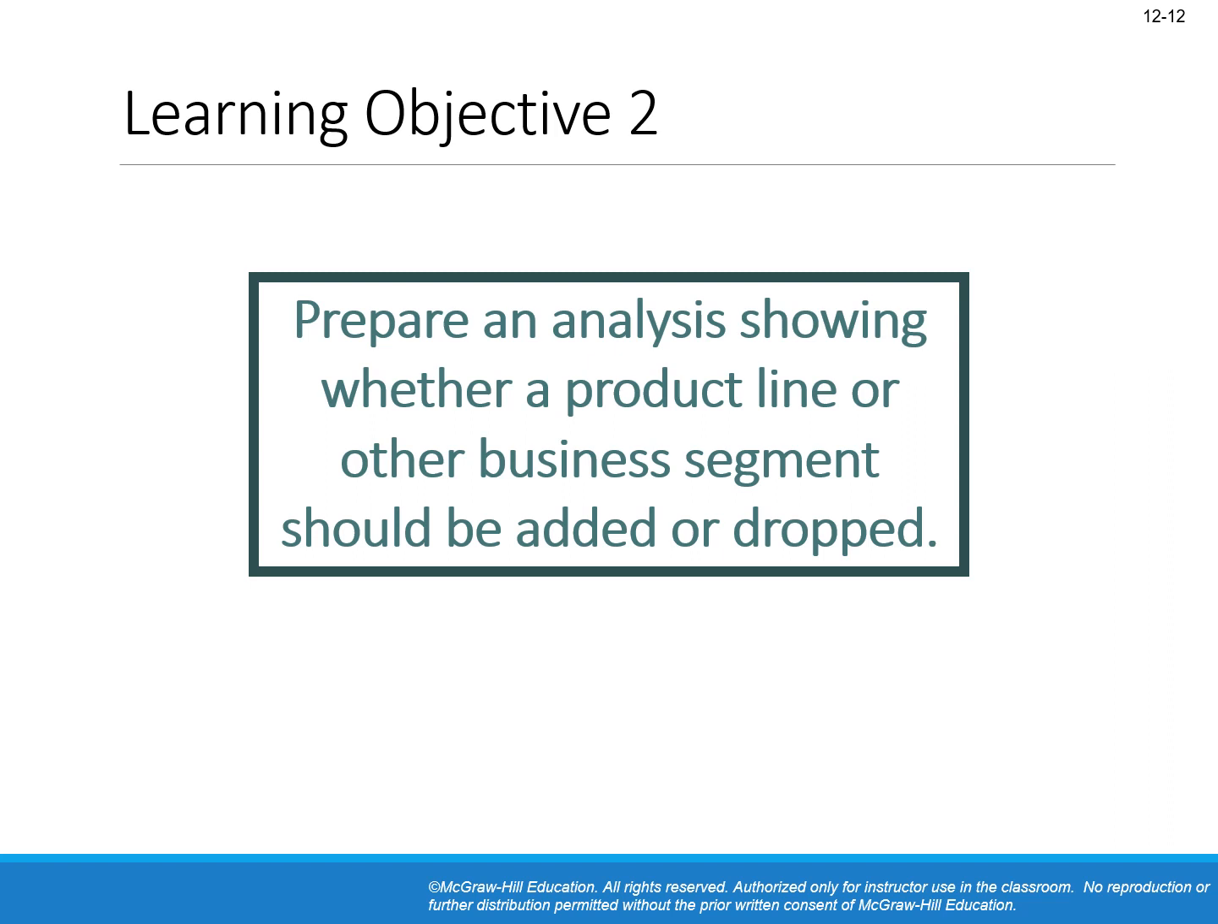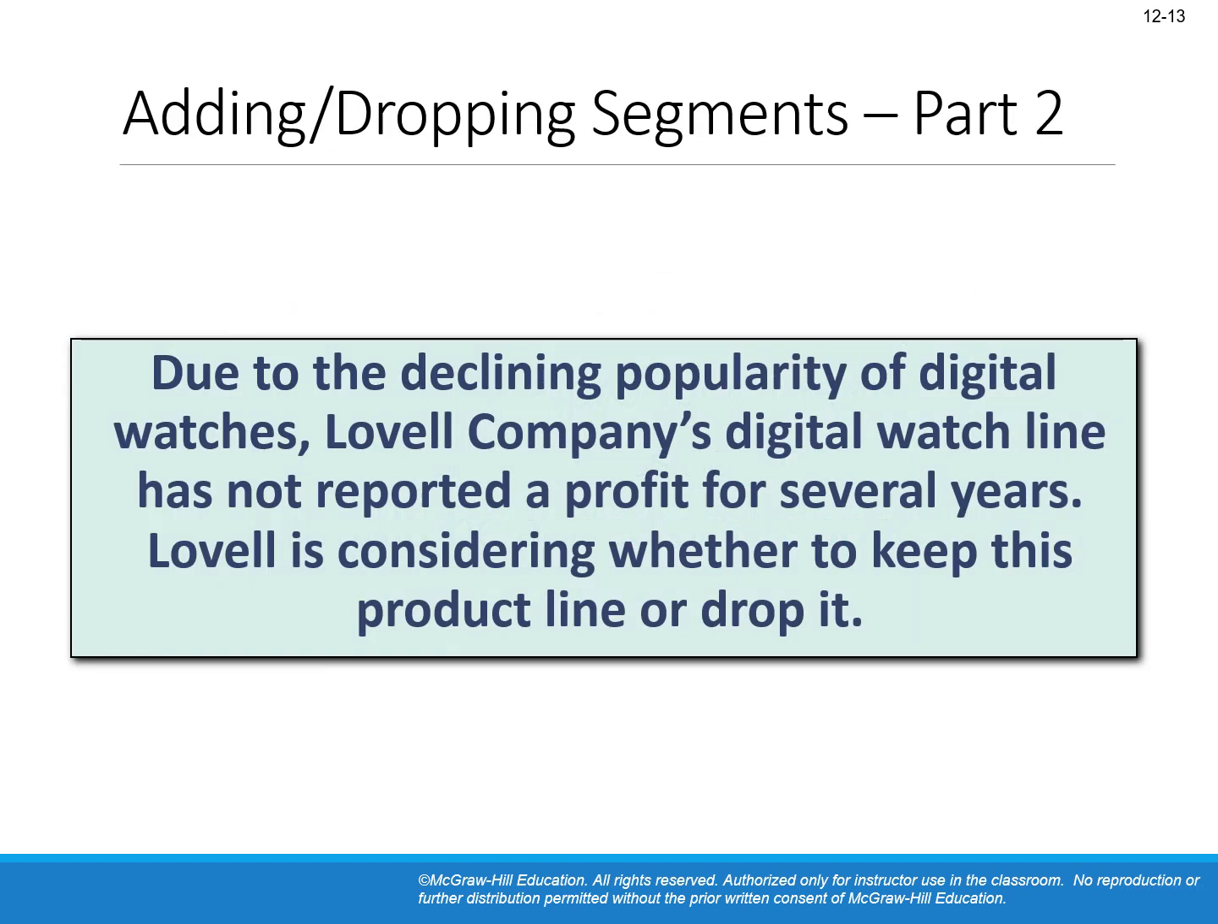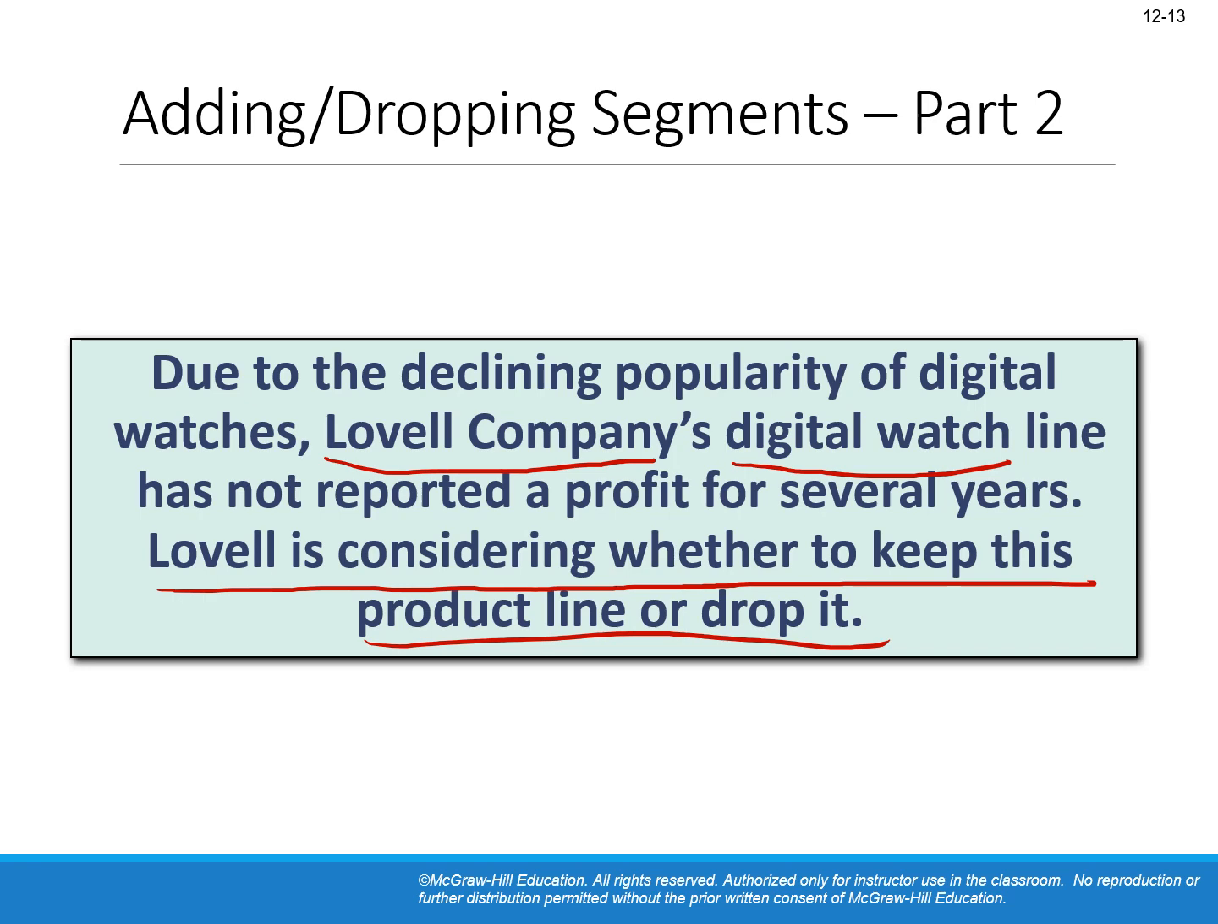The second learning objective, we are preparing an analysis showing whether a product line or business segment should be added or dropped. The example says, due to the declining popularity of digital watches, Lovell Company's digital watch line has not reported a profit for several years. So this company, Lovell Company, sells watches, and they have the line of digital watches. And for quite a few years, this line hasn't reported any profit. So the line is making losses. Lovell is considering whether to keep this product line or drop it.